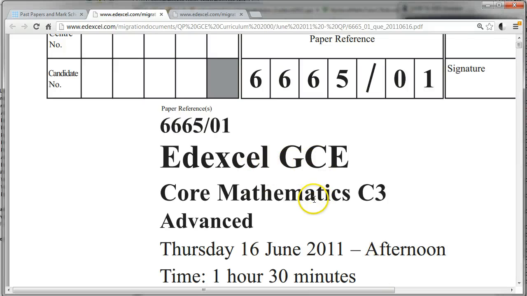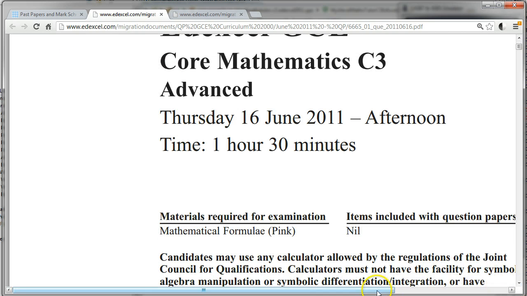Okay then guys, let's have a quick look at this paper then, the June paper, before we go through it question by question. This is the EdExcel C3 Maths paper for June 2011. It's a 1 hour 30 minutes duration. You need to complete the table at the top, of course, at the beginning of the examination. Put in all your personal details.